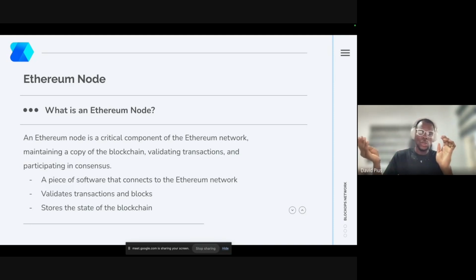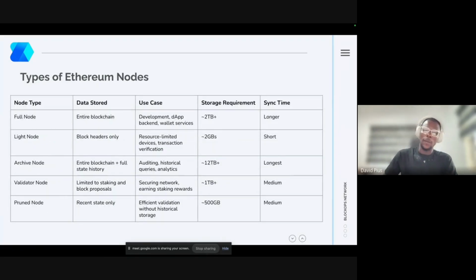This computer is connected to the Ethereum network, right? And then this set of software is set to do what it is supposed to do: validating transactions and blocks, that's adding blocks to the Ethereum blockchain, and storing the state of the blockchain. This software also enables you to store the state of the blockchain as you run the node, so you'll have a copy of that blockchain on your own computer, right?